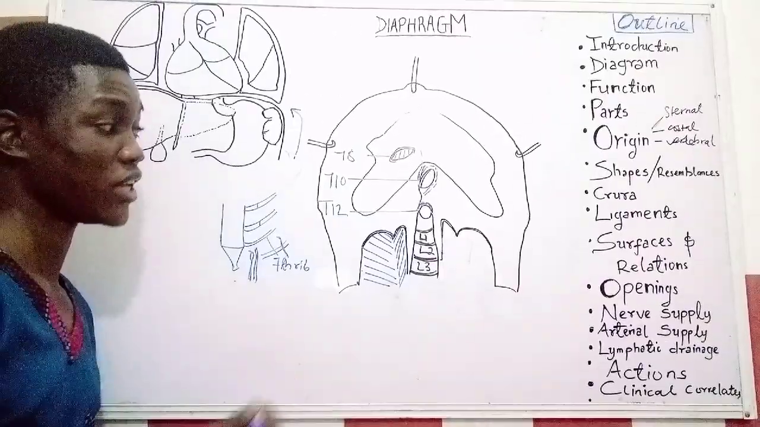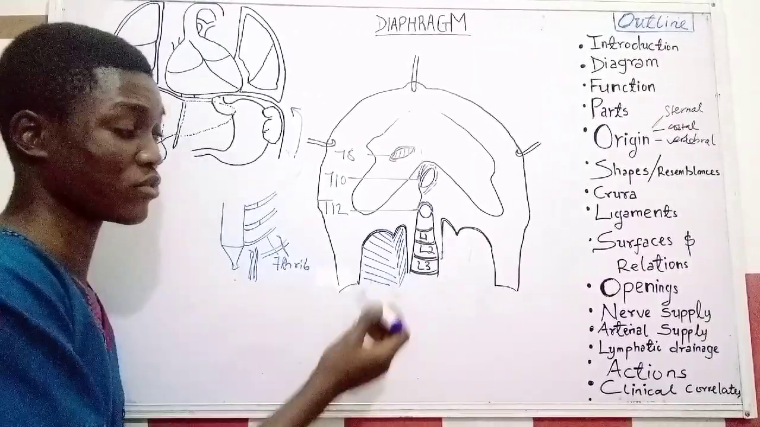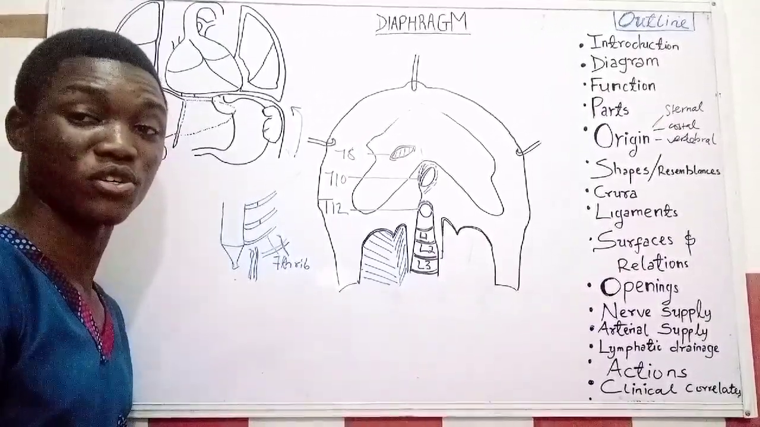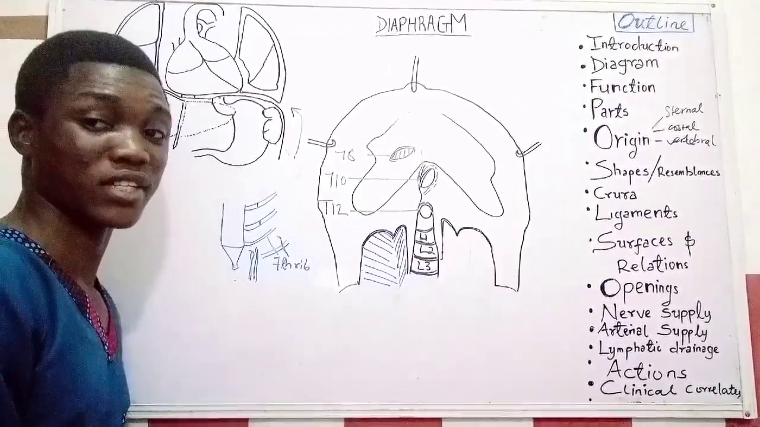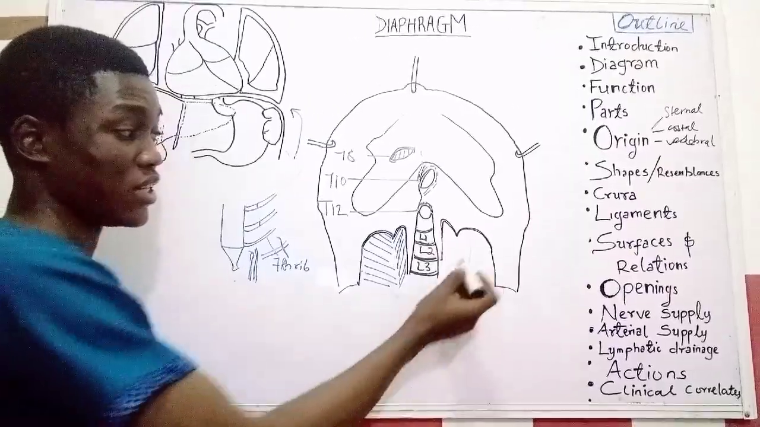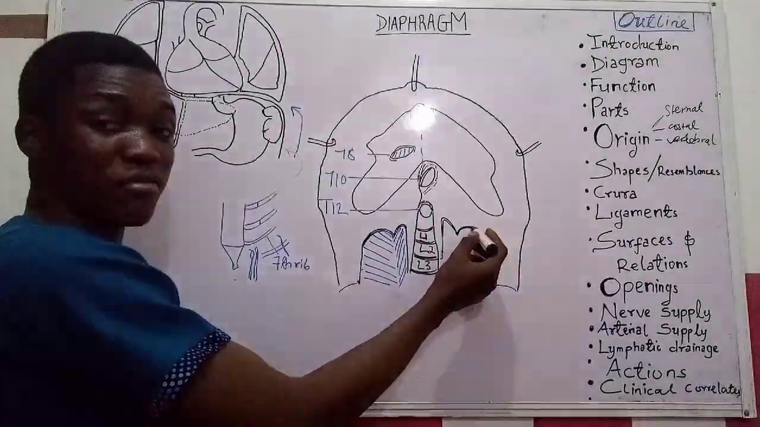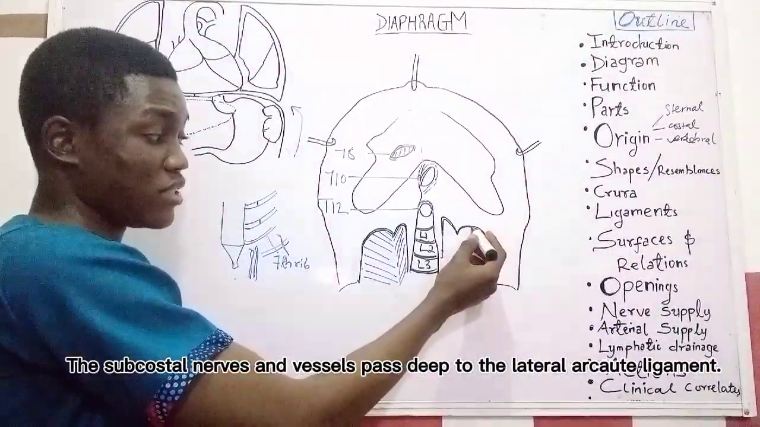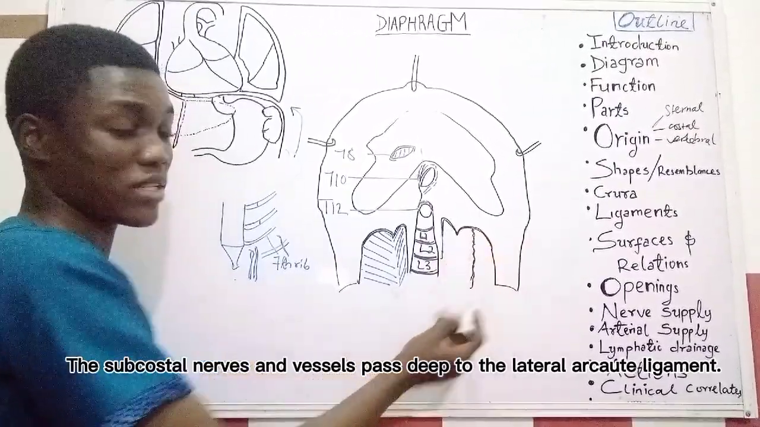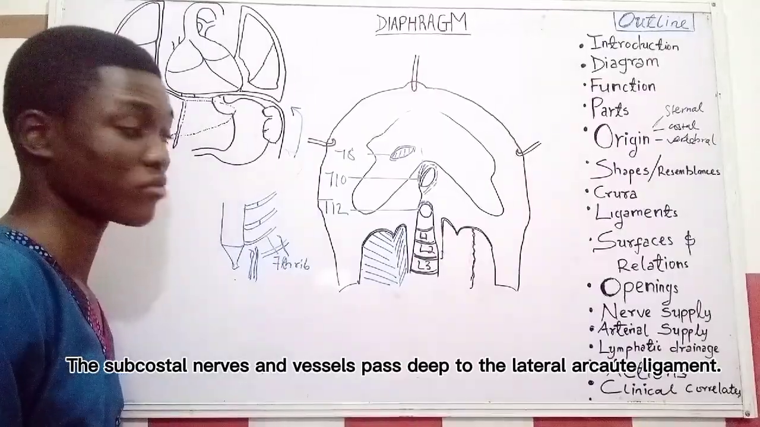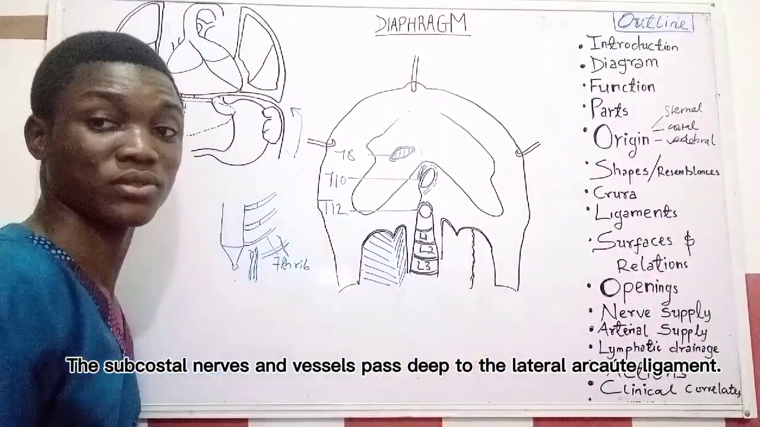Okay, then we also have another structure passing through a space that is located behind the lateral arcuate ligament. So a structure passes down here. This is the subcostal nerve.